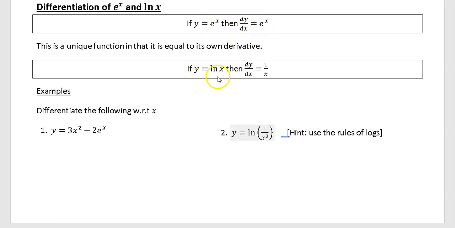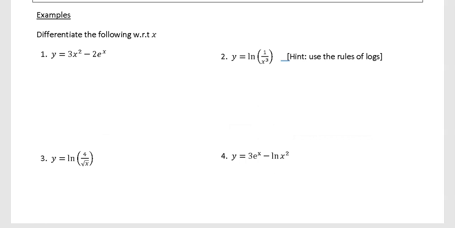Also, if you differentiate ln of x, then you get dy by dx equal to 1 over x. So these are the two most basic versions of this, and we're going to look at how we use these in a couple of examples. Okay, for the first one, your dy by dx is just going to be equal to, so differentiate the 3x squared, you're just going to get 6x. Differentiate the e to the x, you'll just get e to the x. There was a minus 2 in front of it, so just put that in front of it again, dead easy.